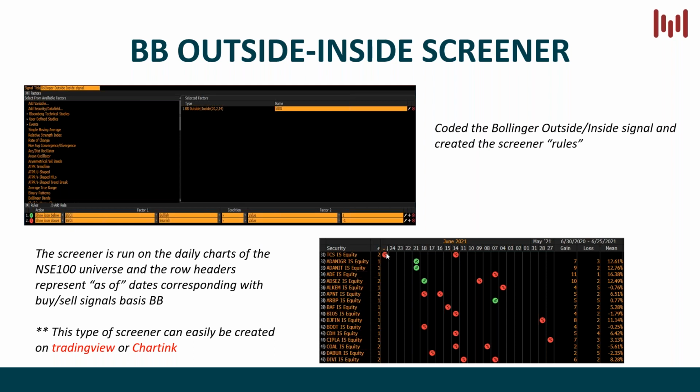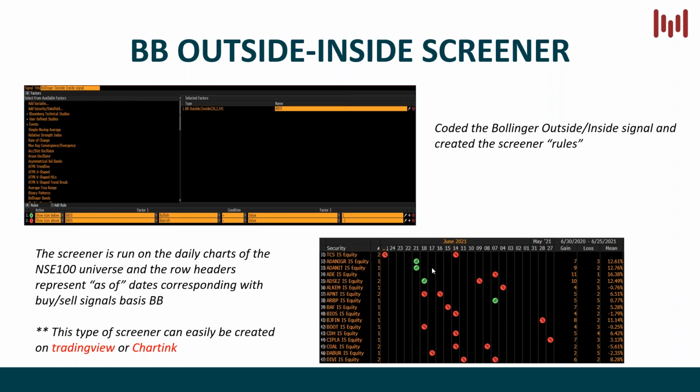And as of yesterday, which is the 25th of June, in the entire NSE 100 universe, there was only one stock with a Bollinger Band outside inside signal. That stock was TCS, and the signal type was a short because the icon is red. We don't have to worry about the last three columns here with a lot of numbers, that we will cover in subsequent sessions. So this dashboard simply tells me where, as of today's close, either a long or a short signal has occurred.